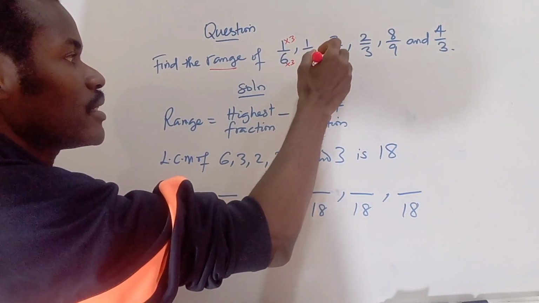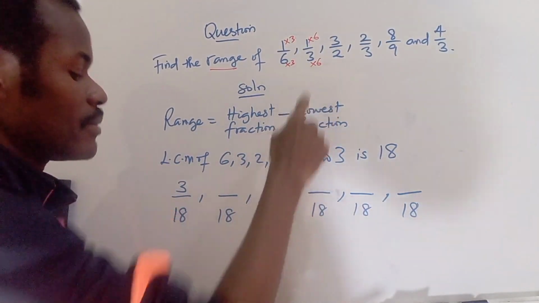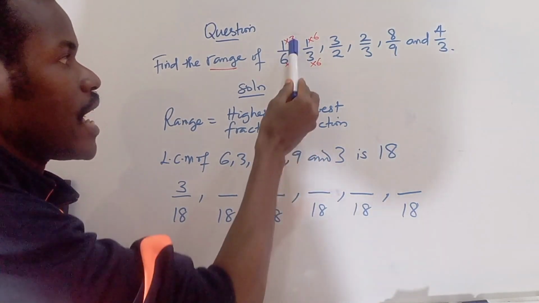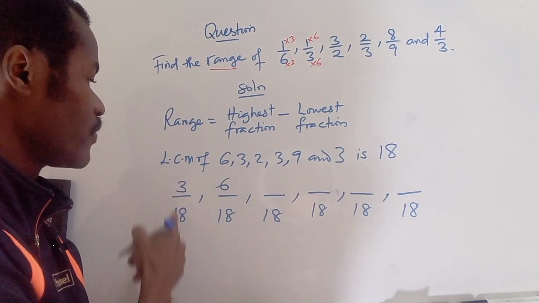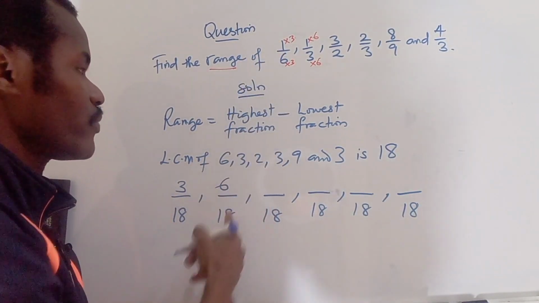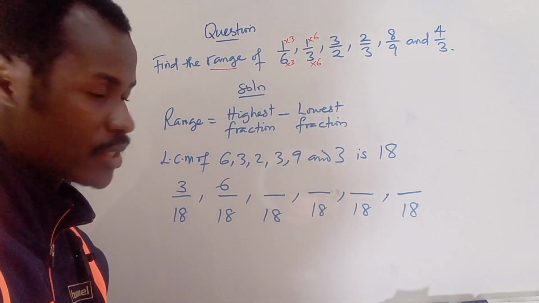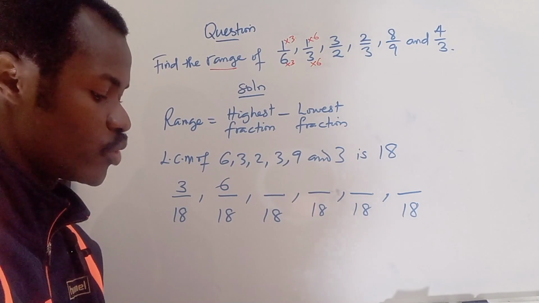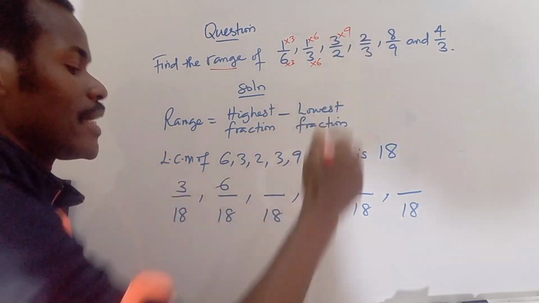For the next one, what are we going to multiply here and here? 3 times what? This is 6. So 3 times 6 is going to give us 18, and 1 times 6 is going to give us 6. All right, so this fraction represents this, and this fraction represents this. What about for this? We have 2 times 9 is going to give us 18. So it means we are going to multiply this by 9.